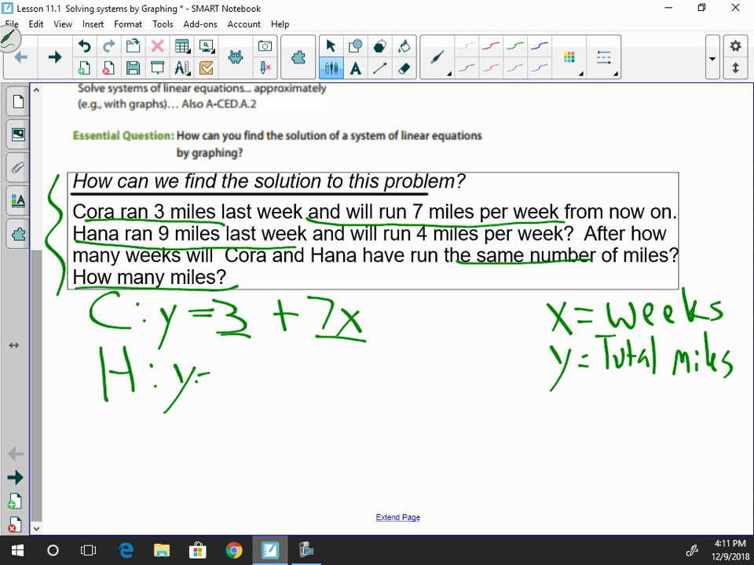Okay, so if we did the same thing for Hannah, Hannah ran 9 miles last week, and we could start off the same way. y is equal to, she's already had 9 miles, so y is equal to 9. And she's adding to that, she will run 4 miles per week herself, so plus 4x. All right, so those are the two equations that we got for that.